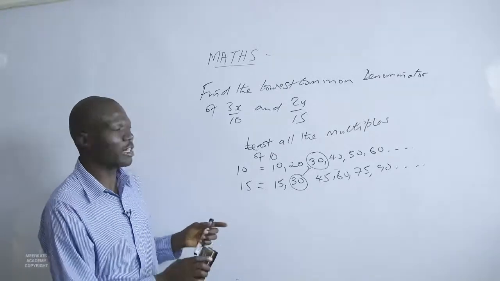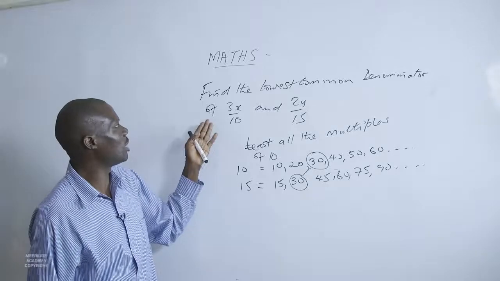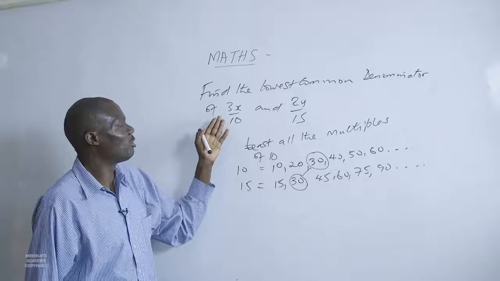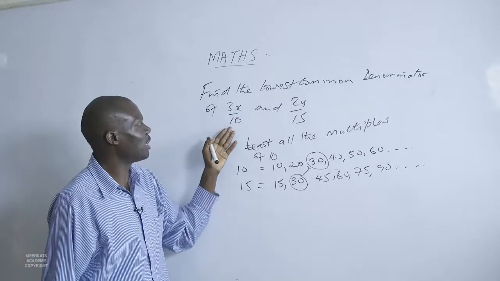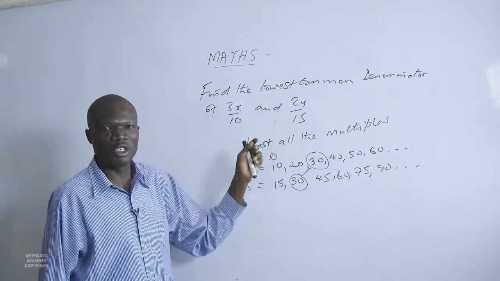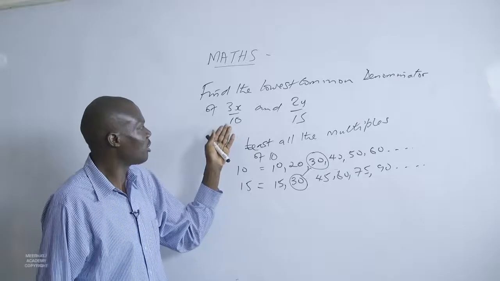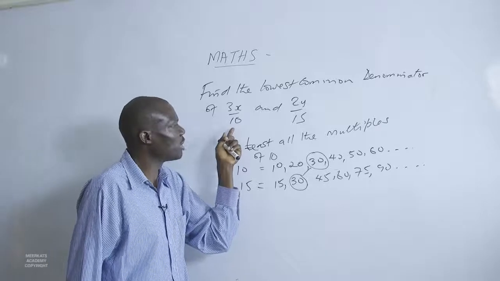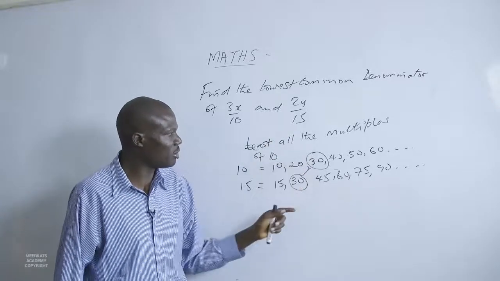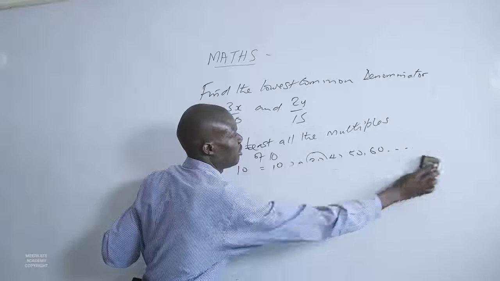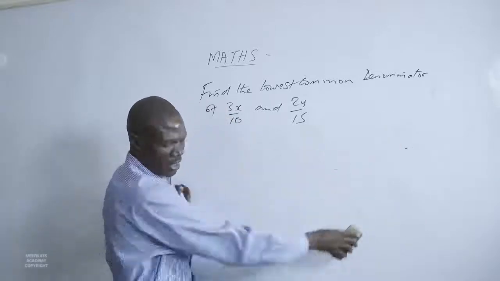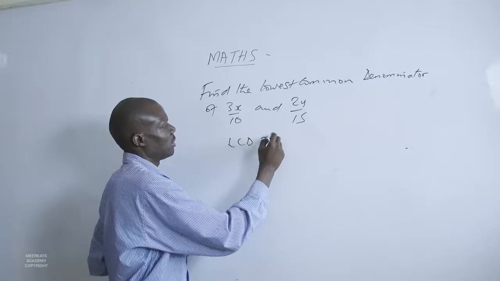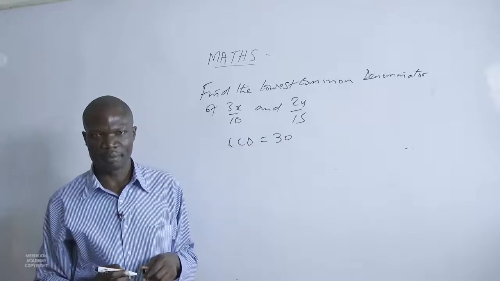So, having said that, we can simply conclude that for 3x over 10 and 2y over 15, the lowest common denominator of 10 and 15 is going to be 30. So we can simply conclude and say that our LCD is what? It is 30.